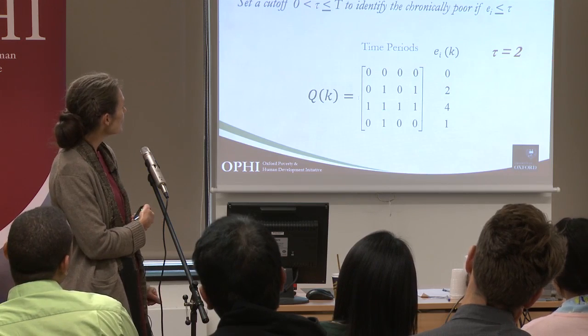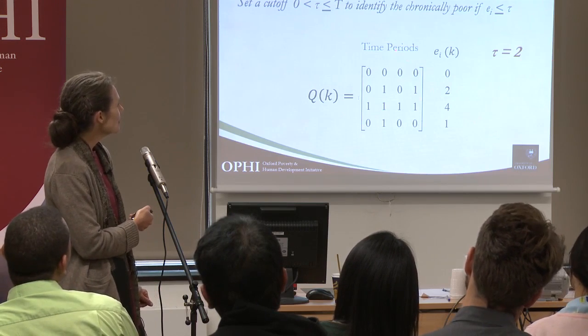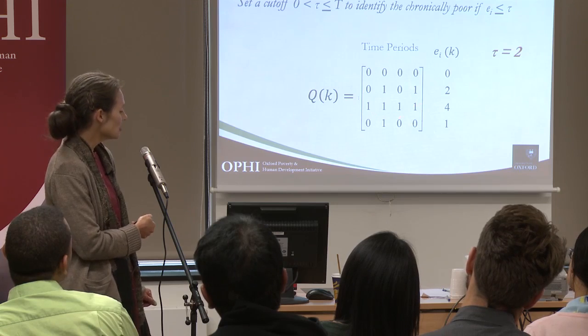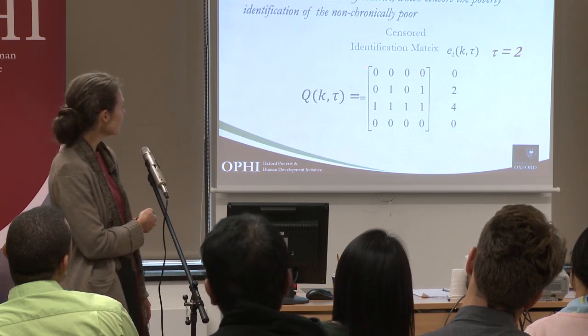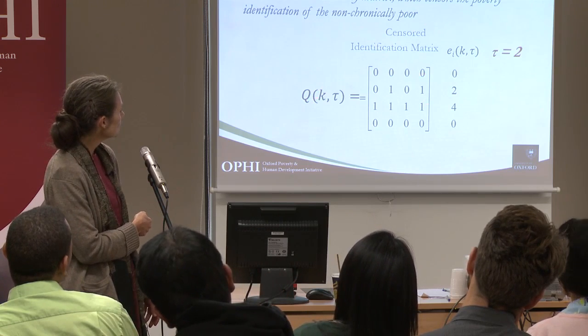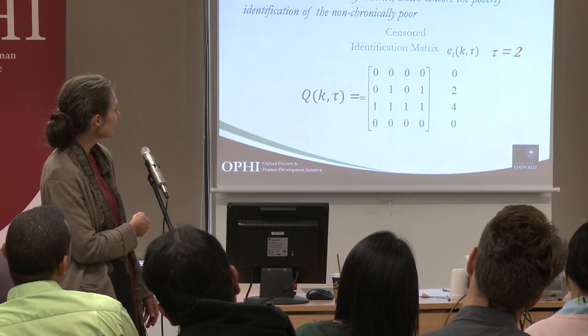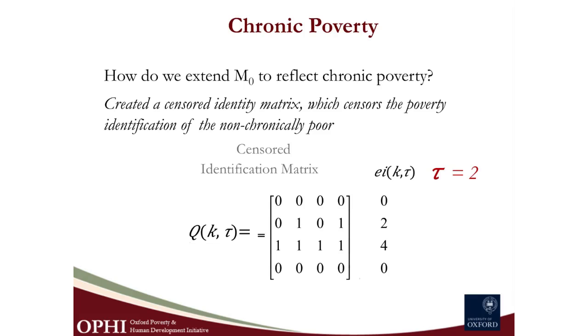When you have done this, then you censor the identification matrix. You construct a censored identification matrix Q. It was already censored for K. Now you have doubly censored it to reflect tau. And this person who is deprived in 1 period is not chronically poor. And so you have censored them from the identification matrix.